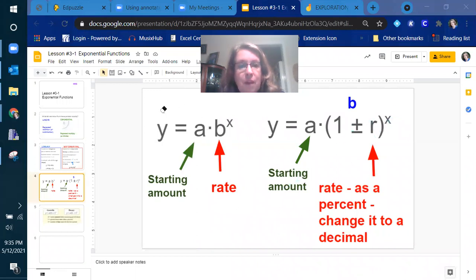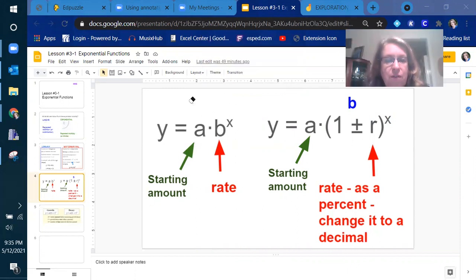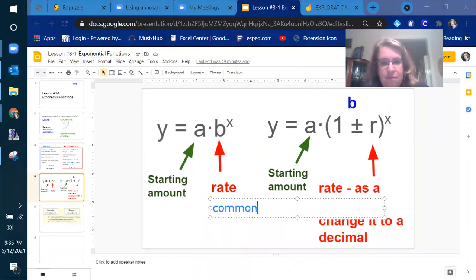Okay. So this is what we're going to be working with, this formula. The formula that we're working with today is this one, a times b to the x. This is the starting amount, and this is the rate, or it's better to, let me add something here. More often than not, it's called the common ratio.